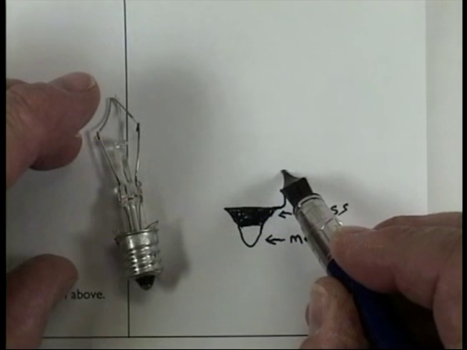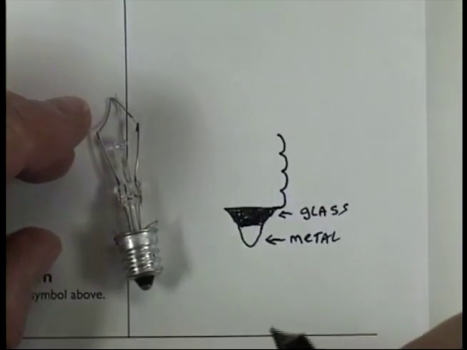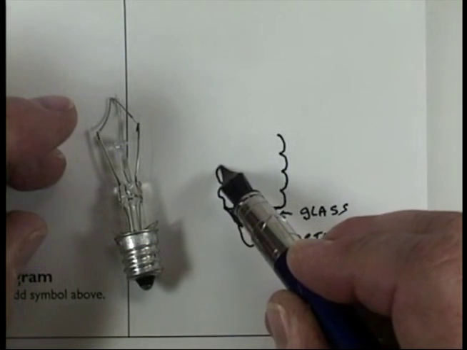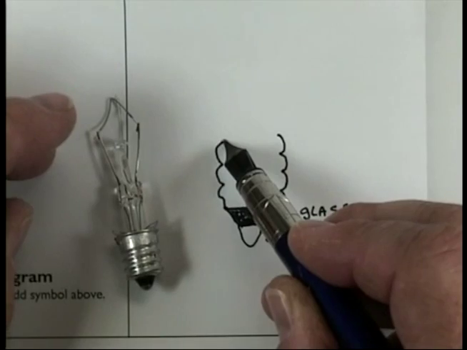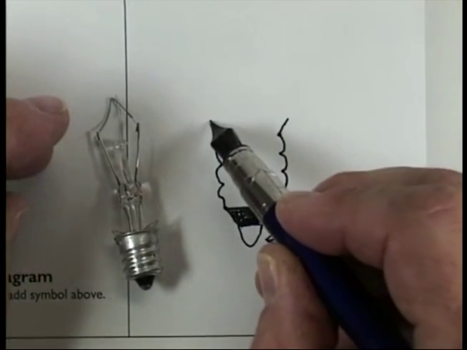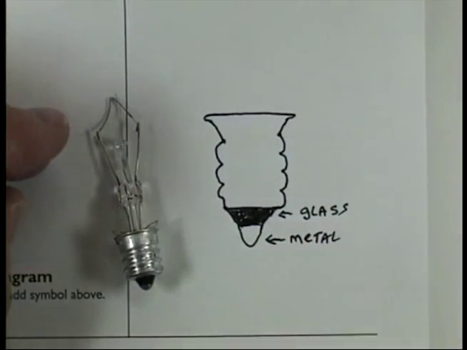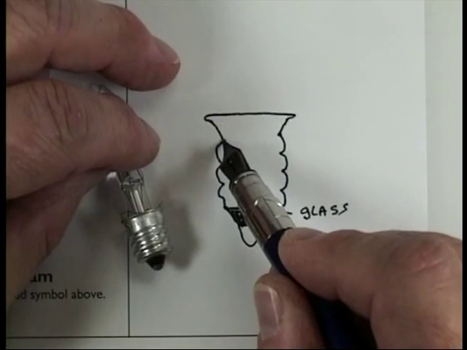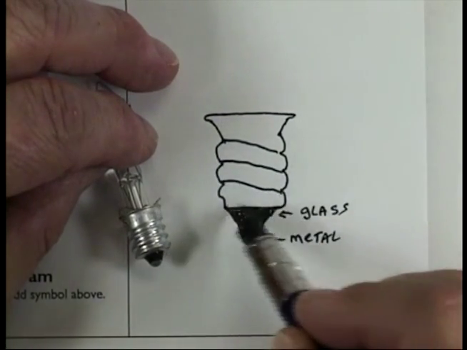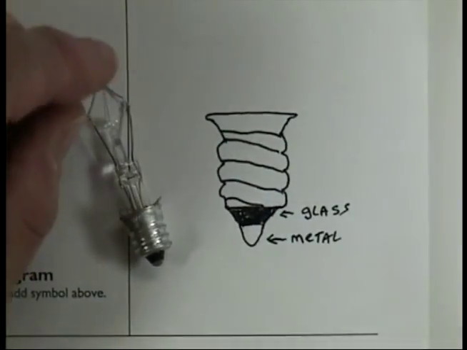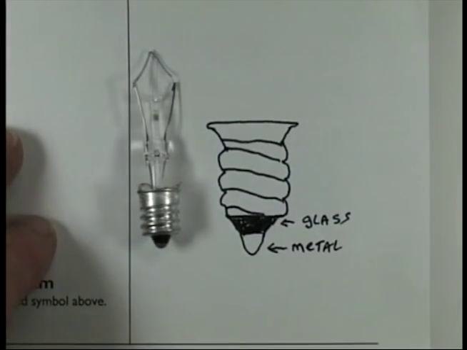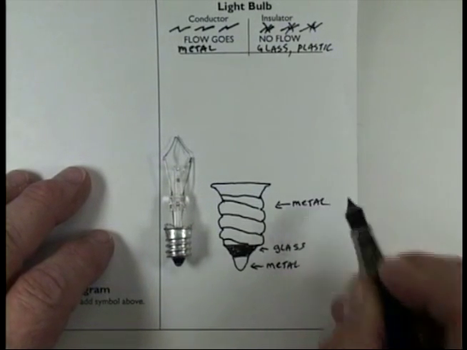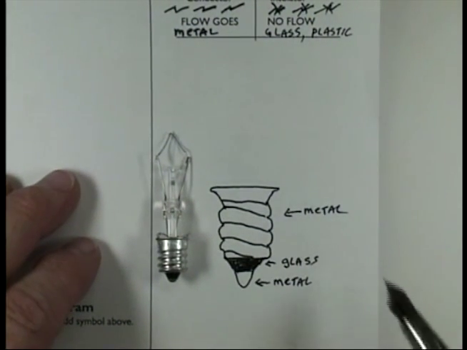1, 2, 3, 4. And then this one, 1, 2, 3. And then this thing kind of goes up like this. And that's this part right here. Here's the cool thing about this. Look here, this goes across and across and across. See if you can draw yours like I drew mine. And this is metal. Interesting, we have metal, glass, metal.